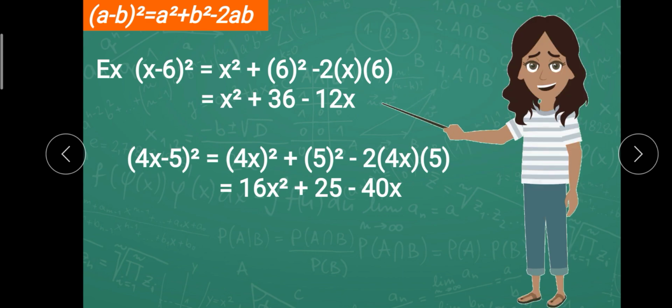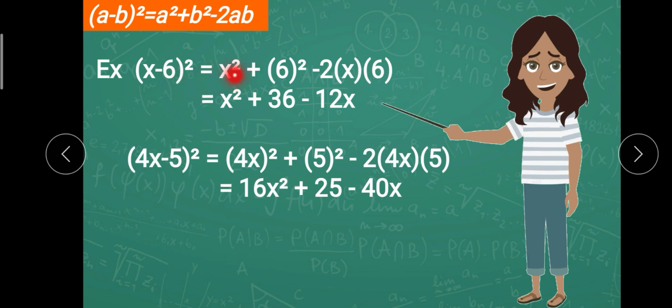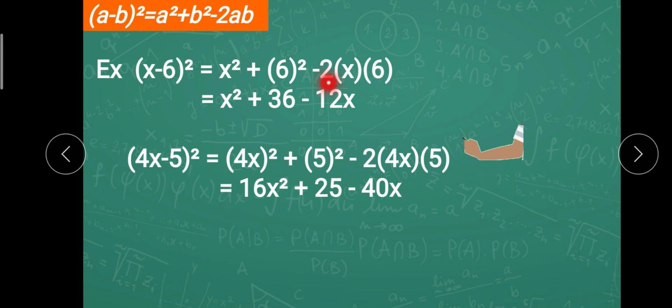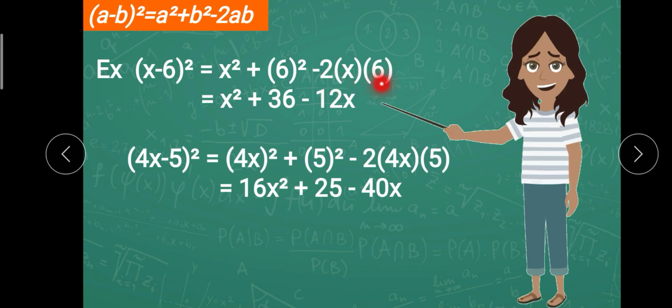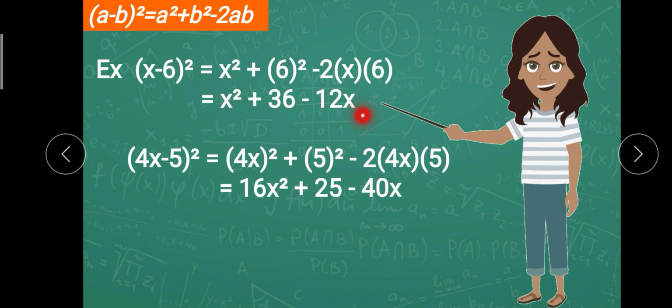So let us take an example to clarify this identity. (x minus 6) whole square. So here a is your x and b is your 6. So a square means x square, plus b square means 6 square, minus 2 times ab. So a is your x and b is your 6. So now x square plus 6 square is 36, then minus 2 times 6 is 12 times x. So this is the simplified form of (x minus 6) whole square.